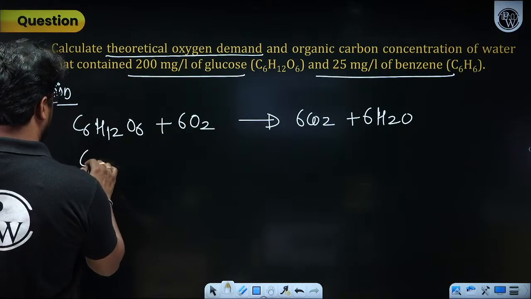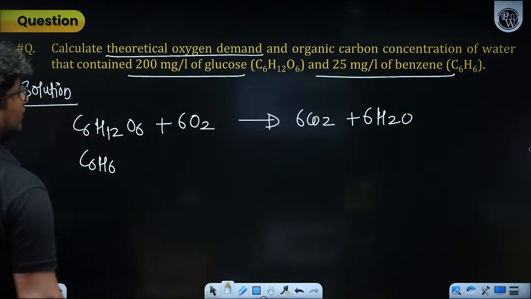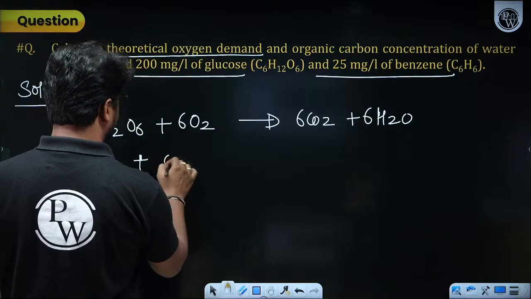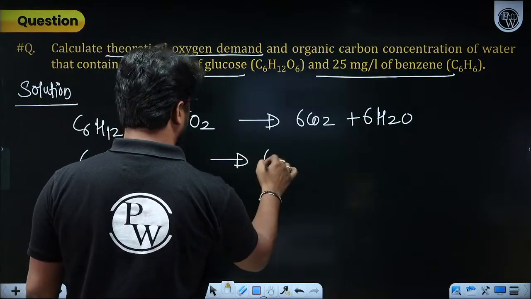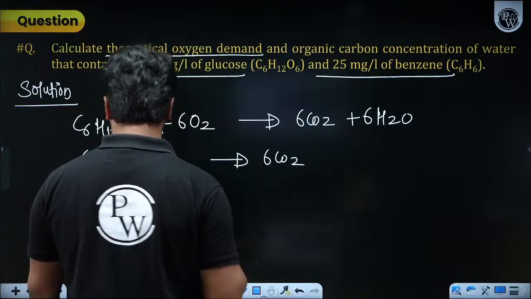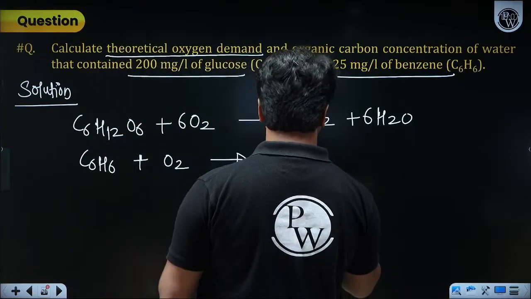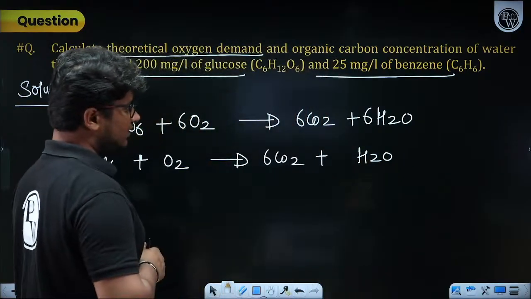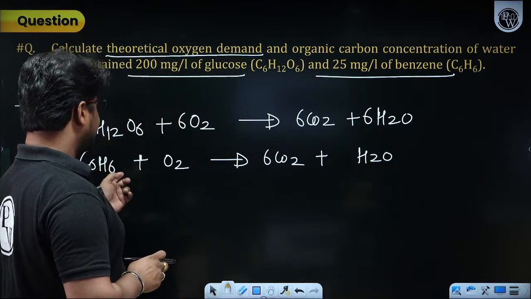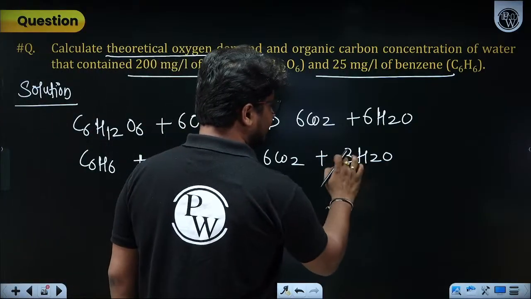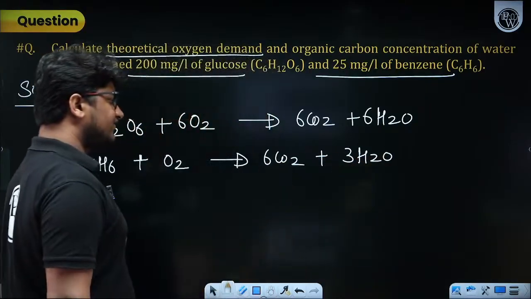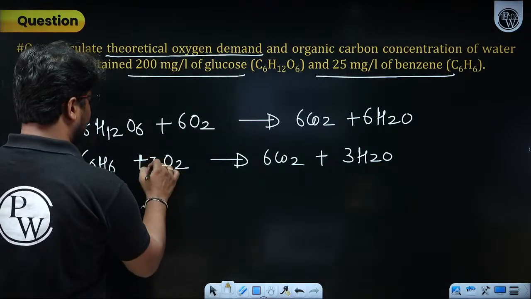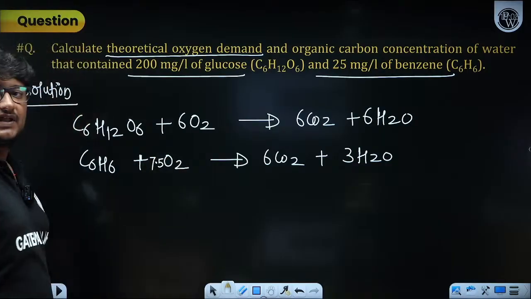Similarly, for C6H6, it will also react with oxygen to form 6CO2, because you have C6 now, so 6CO2 will definitely form, plus some amount of water, not oxygen. H6 is there, so this will be 3H2O. So 3 plus 12, total it will be 15 oxygen atoms. So in that case, here you have to write 7.5 O2. Am I clear?